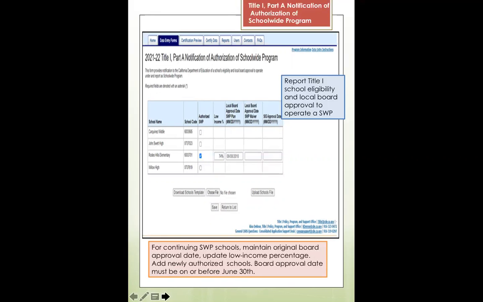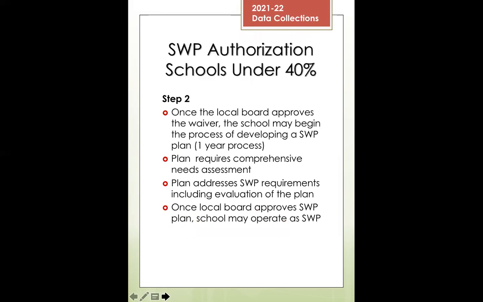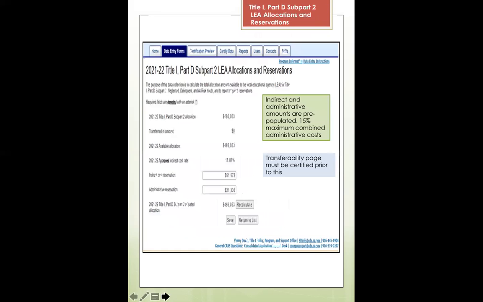If a school drops below 40% poverty and it's school-wide, or if you have a new school below 40% poverty that meets one of these criteria, your local board can provide a waiver. It's just a local waiver, no form, nothing, just document the waiver to allow them to operate a school-wide program. First, they need to have the waiver approved, and then they go and develop the plan. So the waiver date needs to precede the actual plan date. All right, so you can look at all the rest of that on the waivers.